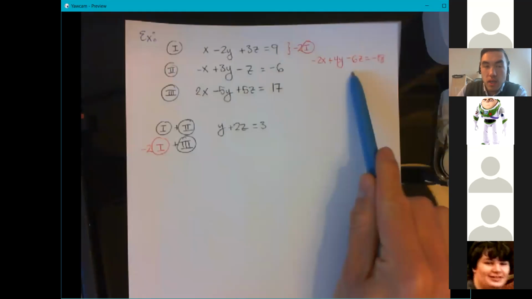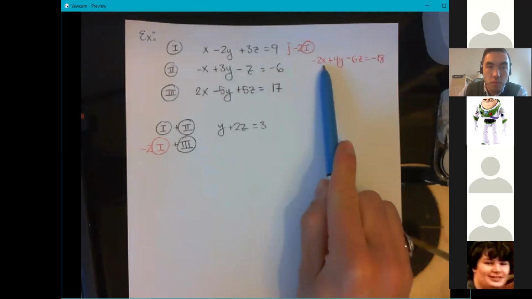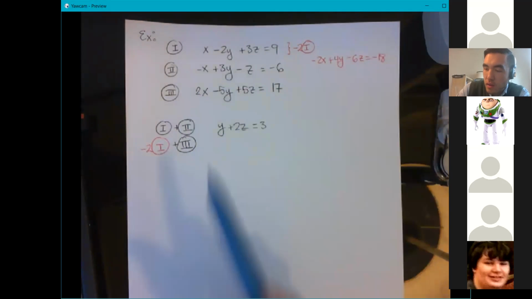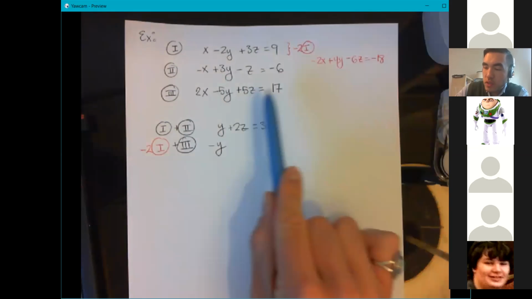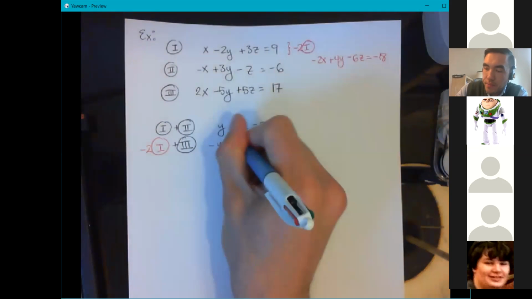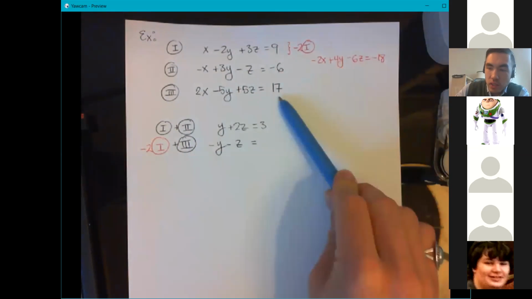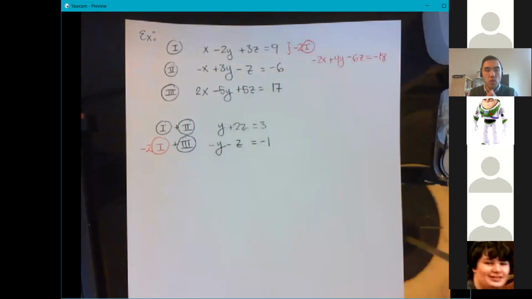If I take this and add it here, again, it's going to delete the x part. So it's going to be negative 2 plus positive 2 for 0, 4y minus 5y for negative y, negative 6z plus 5z for negative z, and this is going to be equal to negative 18 plus 17, which is negative 1. Are there any questions there?